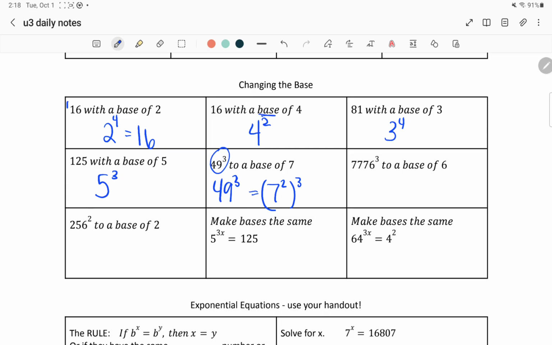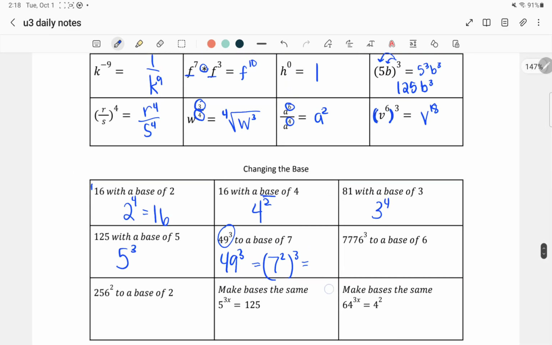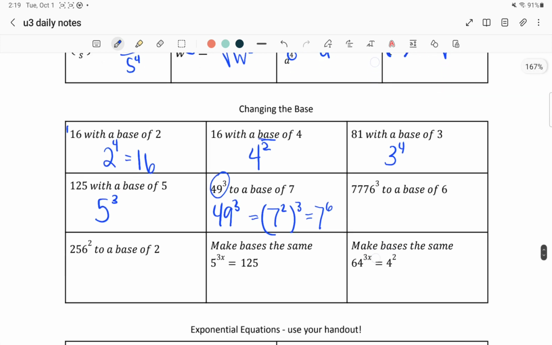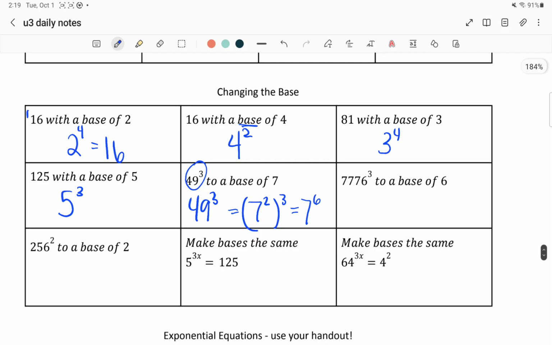so I can rewrite 49 cubed as 7 squared to the 3rd power, which then I would use my power of a power rule. 2 times 3 is 6, and that's what I would end up putting in Delta Math. So this is just like rewriting what I have.